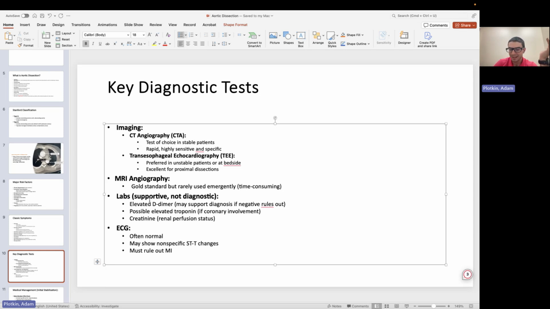Labs, we really don't need to get labs, but we could see an elevated D-dimer. We might see an elevated troponin if we've involved the coronary arteries. We could see an elevated creatinine if we have renal perfusion problems.